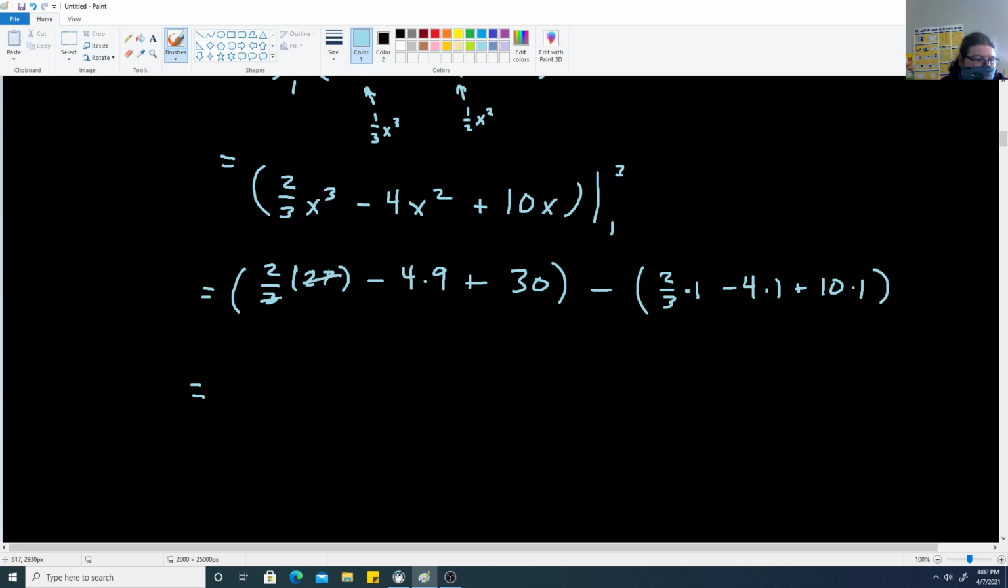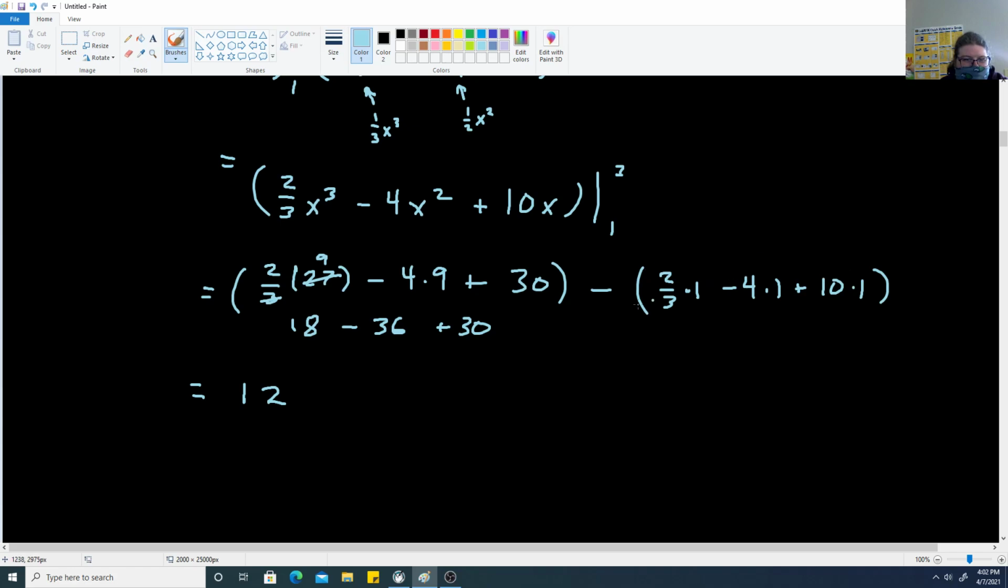3 cancels into 27, leaves a 9. 2 times 9 is 18. This is minus 36 plus 30. So negative 36 plus 30 is negative 6. 18 take away 6 is 12. So we end up with 12 there.